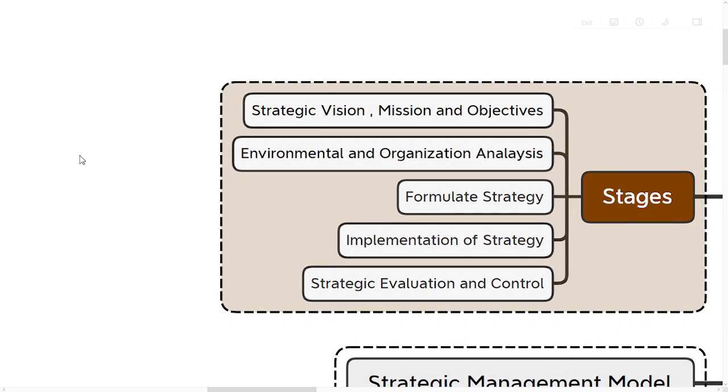Stages: strategic vision, mission and objectives, environmental and organizational analysis, formulate strategy, implementation of strategy, and strategic evaluation and control.